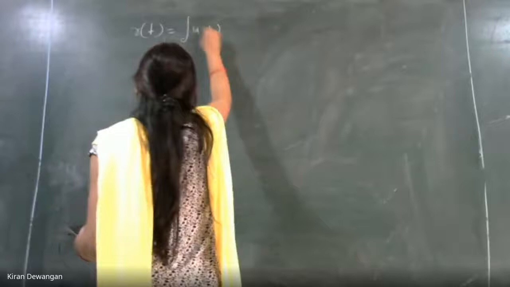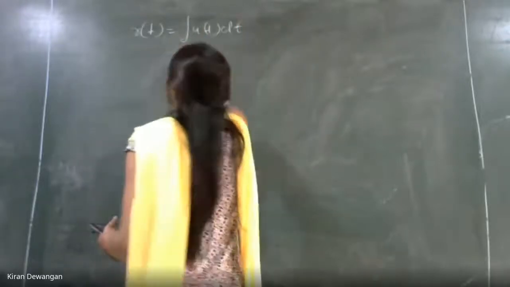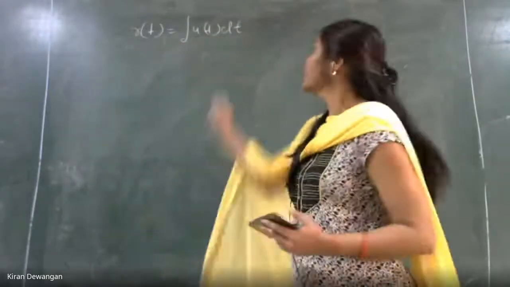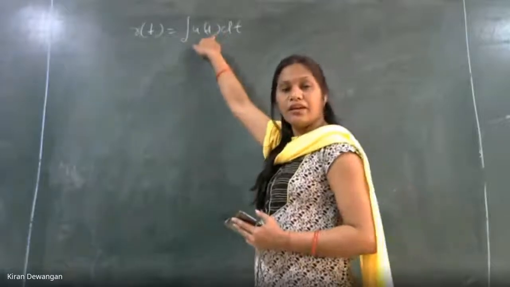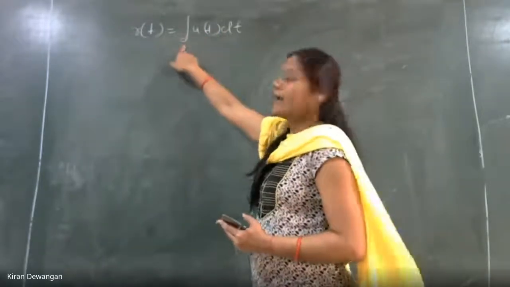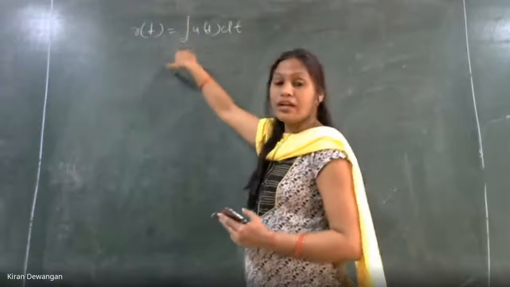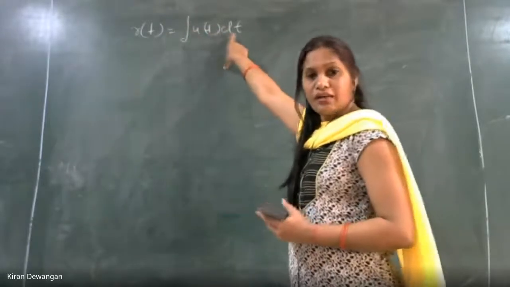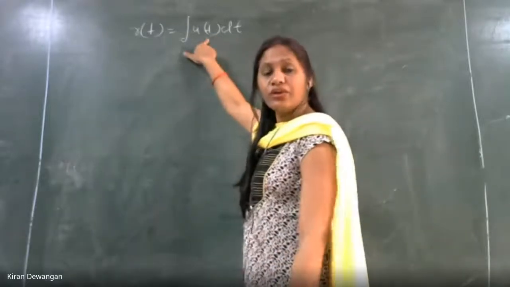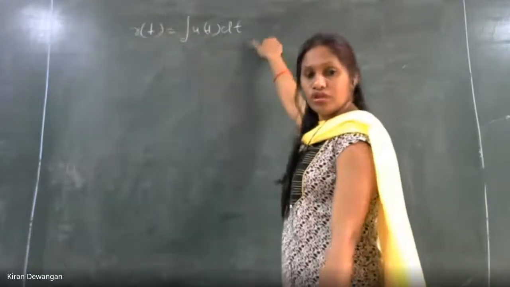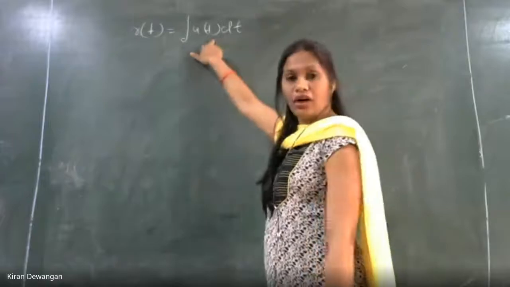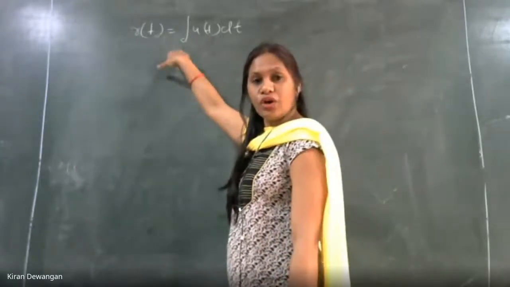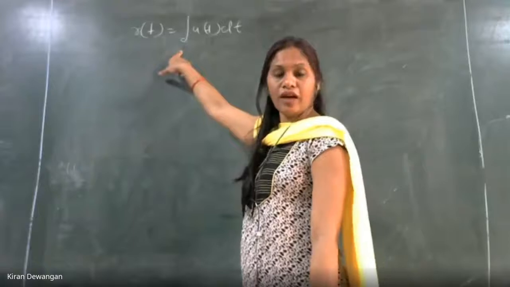R(t) is the integration of u(t) dt. What is u(t)? It is 0 at t less than 0. So the integration limit will automatically be 0 to infinity. And this is u(t). The u(t) value will be 1 for all those values. So this will be 1, so what is the integration of 1?